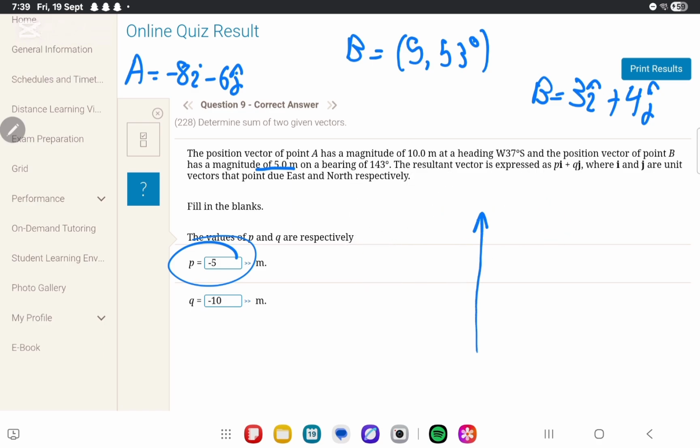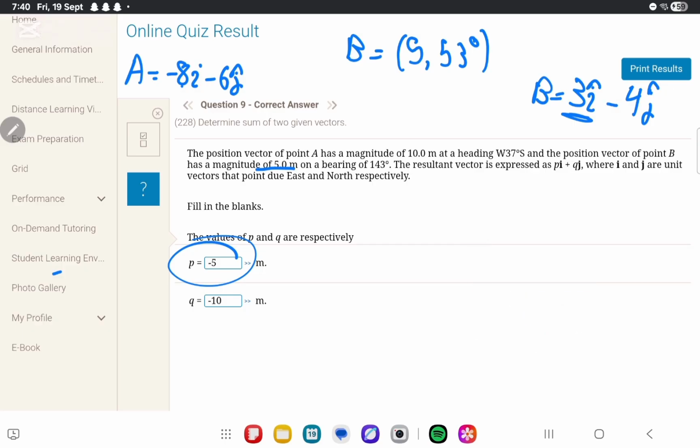So, let me graph this again. This is the angle theta. This theta is equal to 53 degrees. However, the direction matters. In polar, you're going from the positive x-axis and going up. But here I started from the positive x-axis and went down. So this is negative. This is negative 53 degrees. Okay, so, recalculating, I should get the same i, but a different j. So 5 cosine negative 53. Yeah, 3i. Now 5 sine negative 53 is negative 4j. So this is minus 4j.